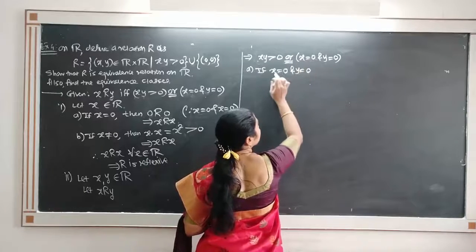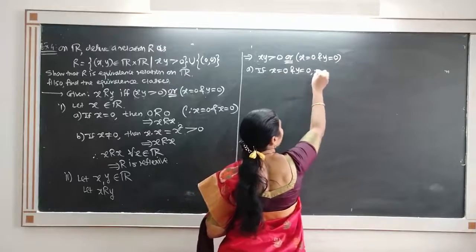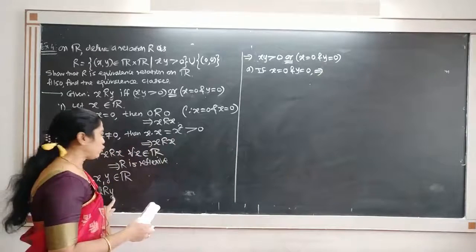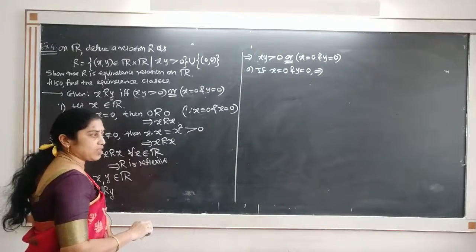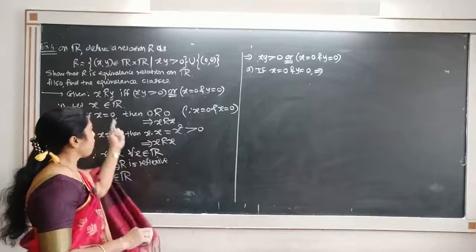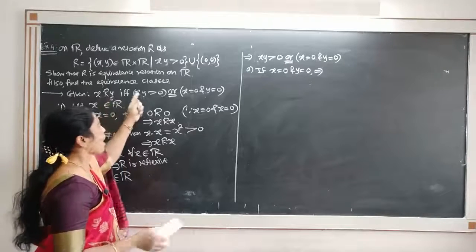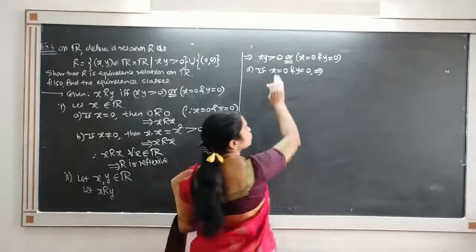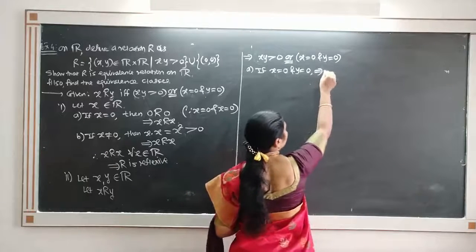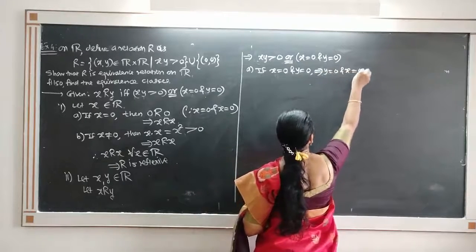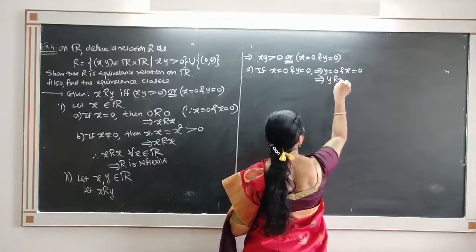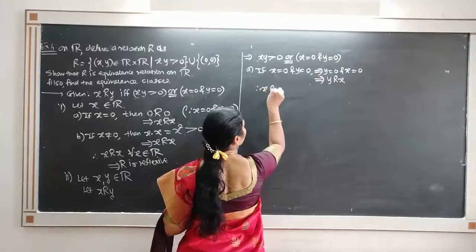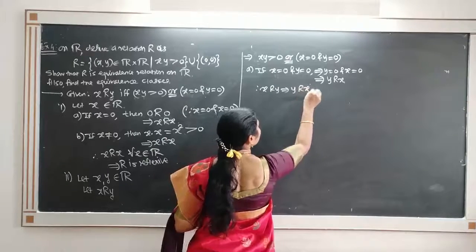If this condition is satisfied, that is x is equal to 0 and y is equal to 0, then what we want to check, if x is related to y, is whether y is related to x. And what is meant by y is related to x? When yx is greater than 0 or y is equal to 0 and x is equal to 0. So if x is equal to 0 and y is equal to 0, this implies that y is equal to 0 and x is equal to 0, that is y is related with x by this definition. So x is related to y implies that y is related to x.